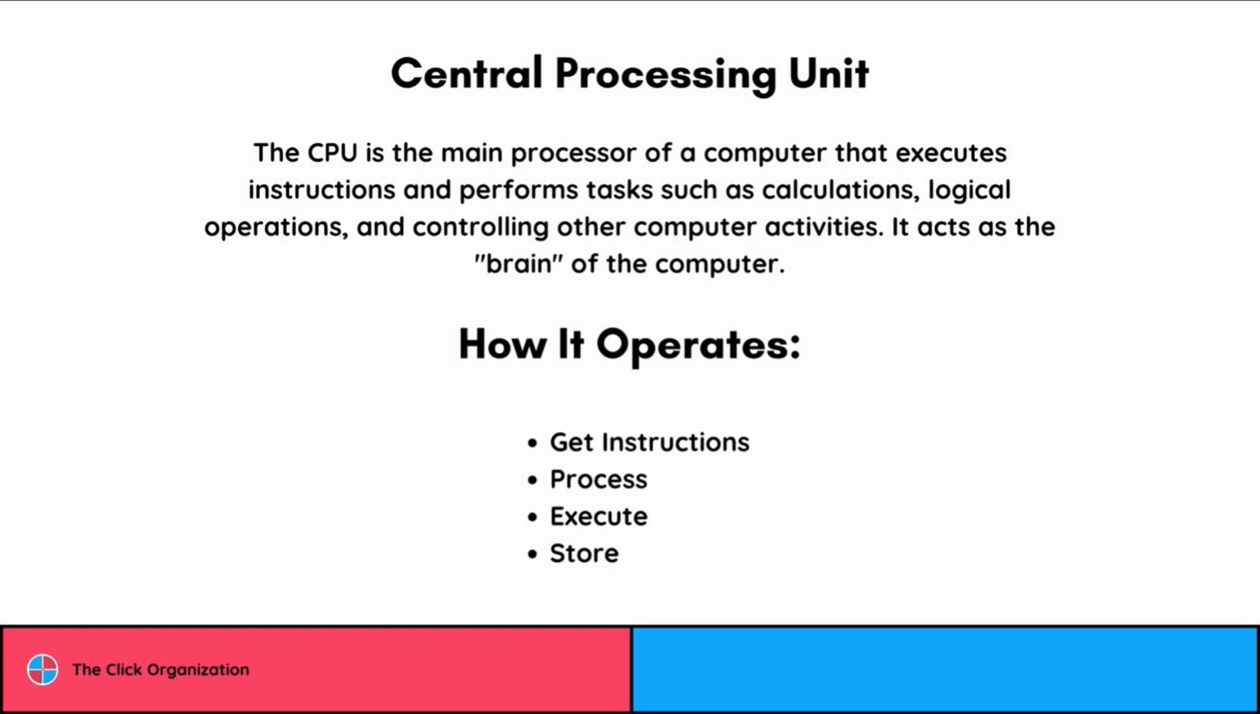Central Processing Unit is just a fancy name for brain, but the brain of a computer, right? And it performs tasks such as mathematical calculations, logical operations, and controlling other computer components and activities. How it operates: it gets the instructions from RAM, the random access memory, and we will talk about that in a minute, and then it processes them. It processes the instructions of the user, and then it executes the action or produces the results, and after executing, it stores them in the hard drive for future use, right? So this is how the Central Processing Unit works.